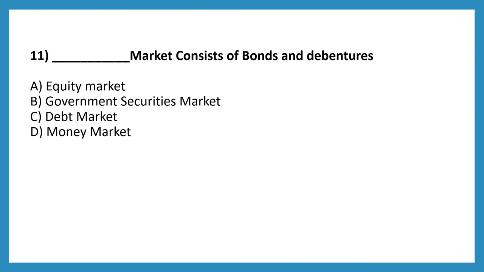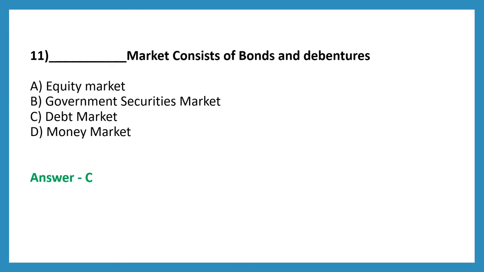Which of the following markets consists of bonds and debentures? Option A, equity market. Option B, government securities market. Option C, debt market. Option D, money market. The correct answer is option C, debt market.